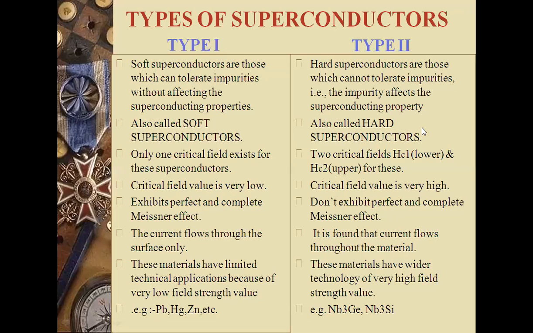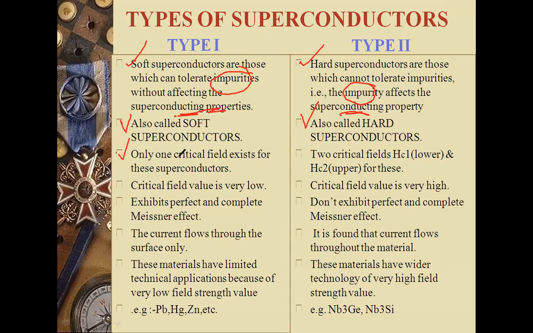Right? Can we summarize this because it's a very important question. What are the differences between type 1 and type 2? First difference: in type 1, the impurities do not affect the superconducting properties. Here impurities change the superconducting properties. That's the first point. We call it soft superconductors. Here we call it hard superconductors.